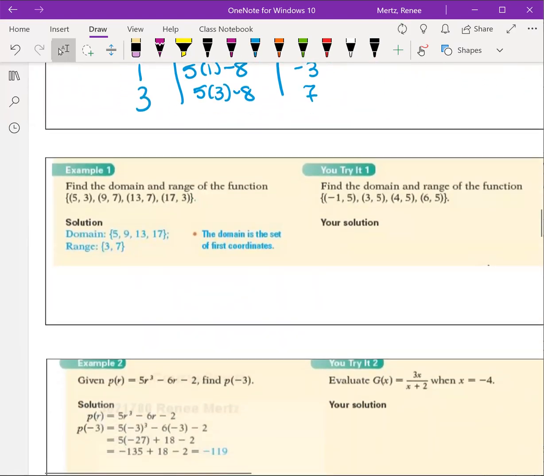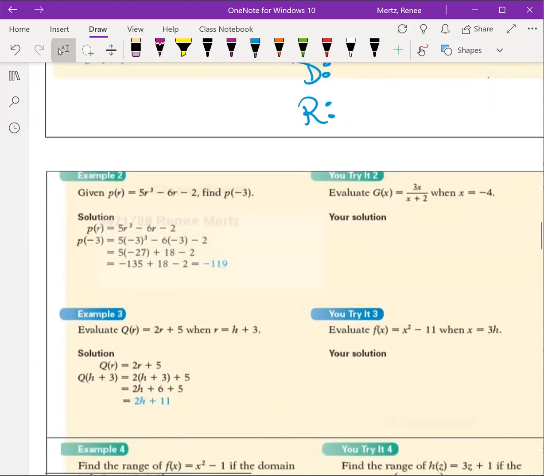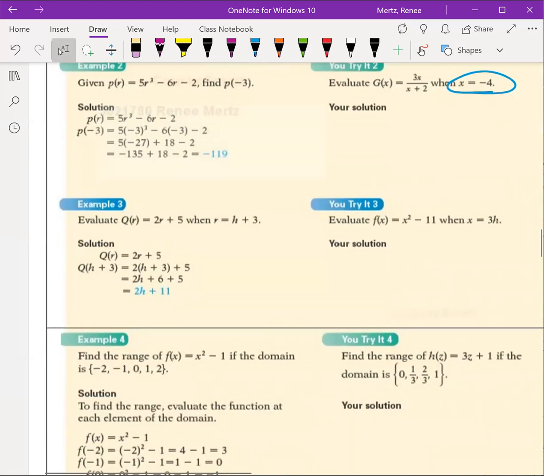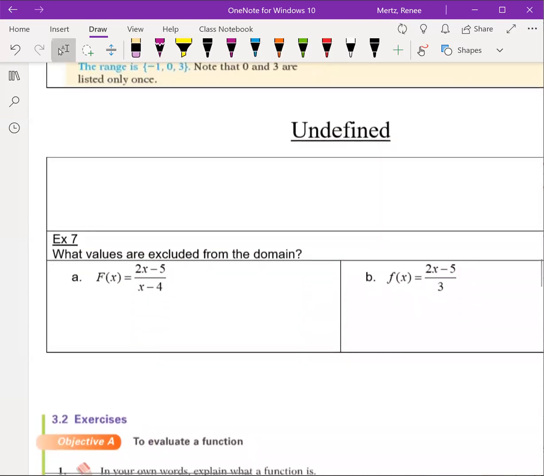All right, you're going to go through and try these here. So just listing the domain and the range. You're actually doing these, so if you're not listening to me and you just have those down, here you're substituting in the -4 for x. Here you're plugging in a 3h for x. Here you're substituting in each of these one at a time. And then undefined, that's probably the trickiest part of this lesson.